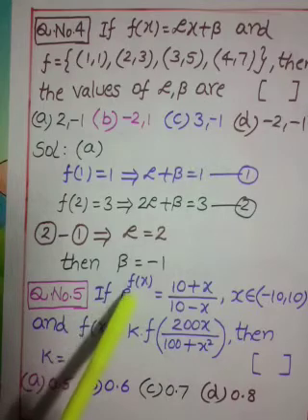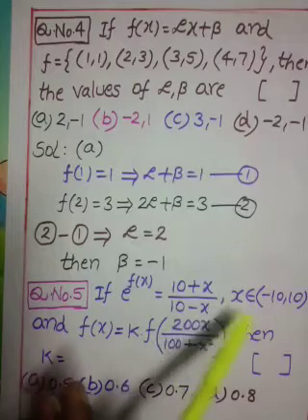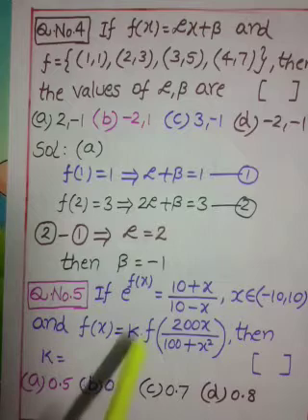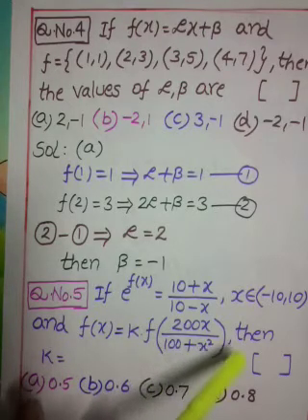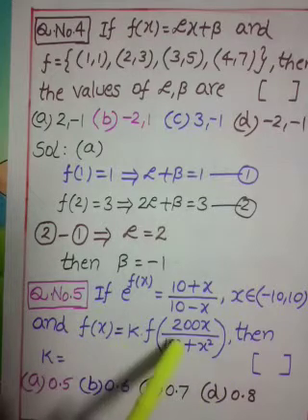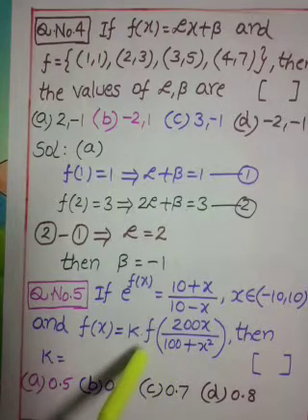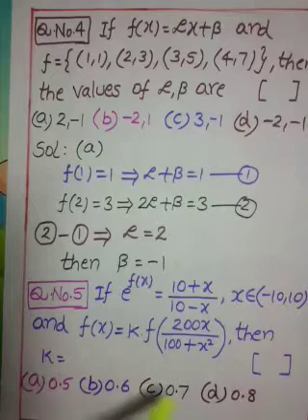If e power f of x is equal to (10 plus x) by (10 minus x), x belongs to the open interval (minus 10, 10), and f of x is equal to k into f of 200x by (100 plus x square), then k is equal to. If a function satisfies these conditions, we have to find the value of k. Understood the question, my dear children? Right. Now come to the options. First option is 0.5, second option is 0.6, third option is 0.7, and fourth option is 0.8.